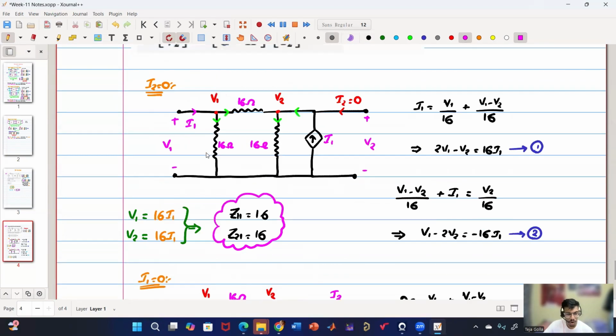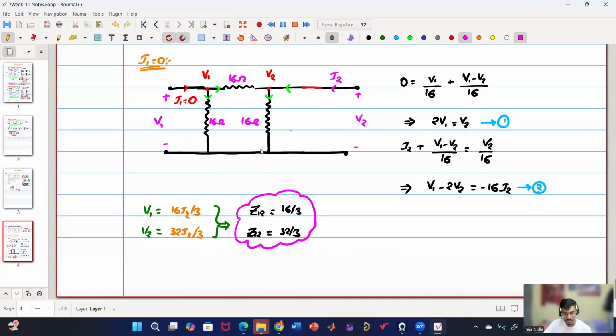So in the question, they are calling them E, F, G, H. So if I write it as E, F, G, H, we got E and G as 16 and 16, and F is 5.33, equal to 16 by 3, and H is 10.66. Yes, sir.